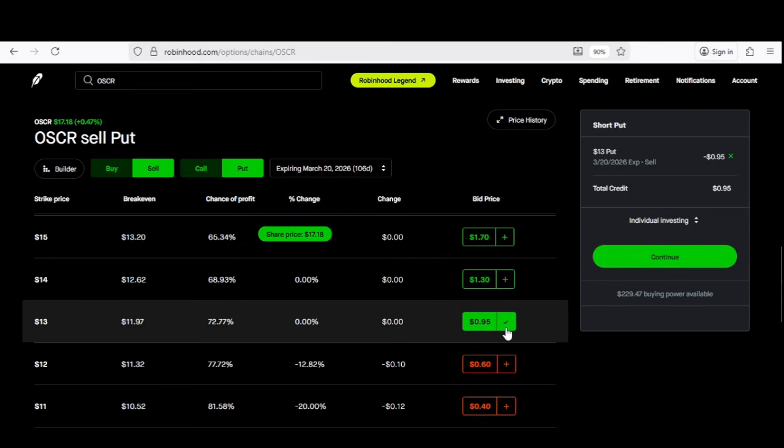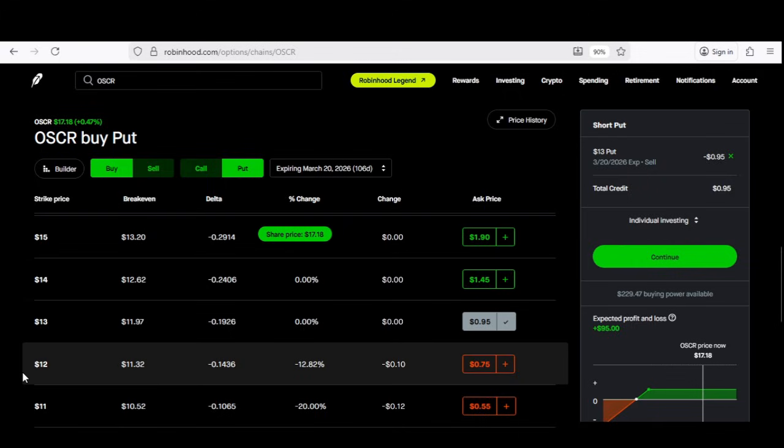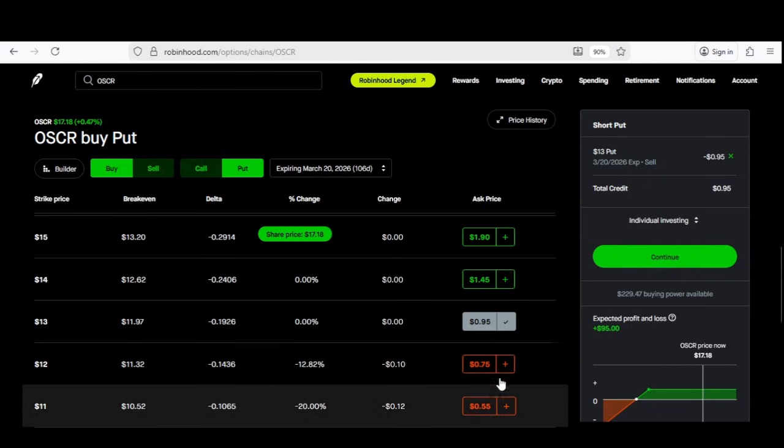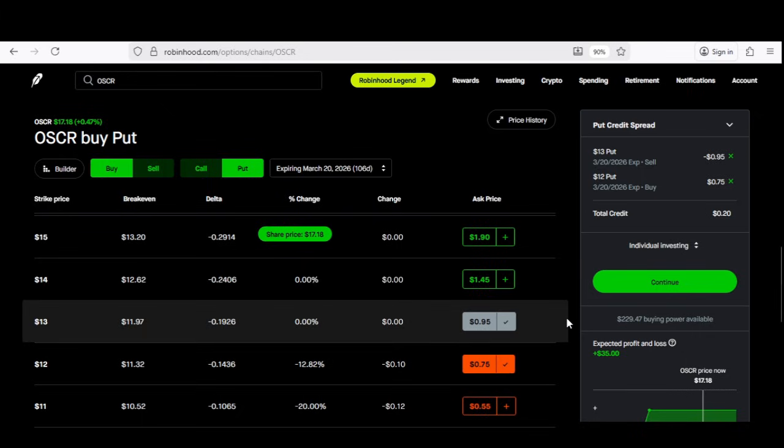Let's go. Option strategy number 1. Now we're going to switch it over. We're going to go to buy. We're going to maintain our put, maintain our strike date, and we're going to choose the secondary strike price which we chose, which was $12. Let's go ahead, select that. There you go.